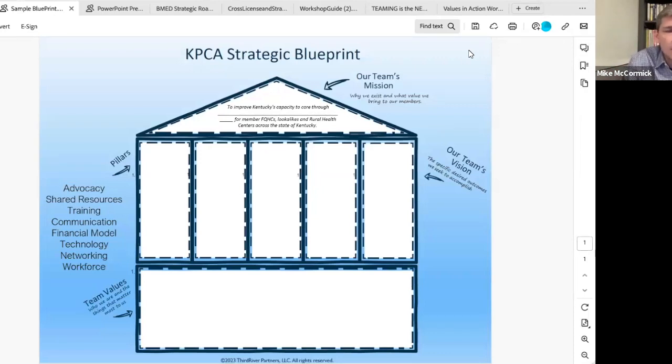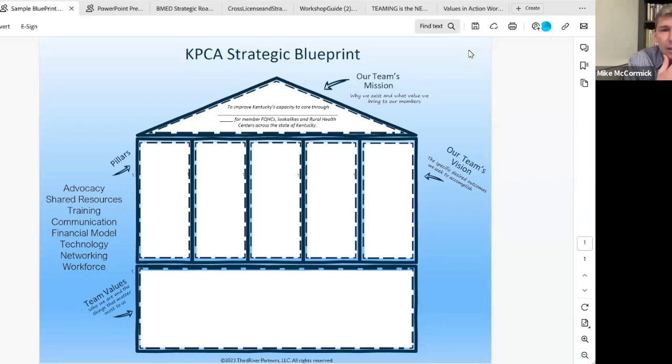This one is based on a primary care association, and you see the rooftop is the team's mission. This is why we exist, and really a great purpose statement. And then if you go to the bottom, more like the foundation, these are the team values, who we are, and what are the things that matter most to us. So we would populate a mission statement or purpose statement in the rooftop, and usually five core values that go there, and it would be a word as well as a definition to help flesh out what the top five values are.